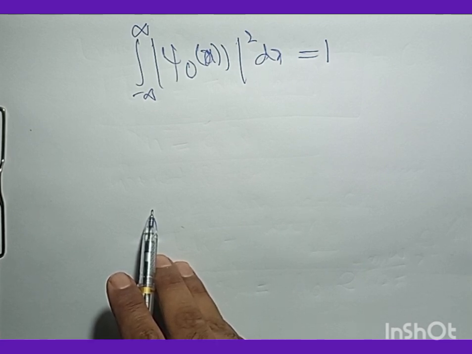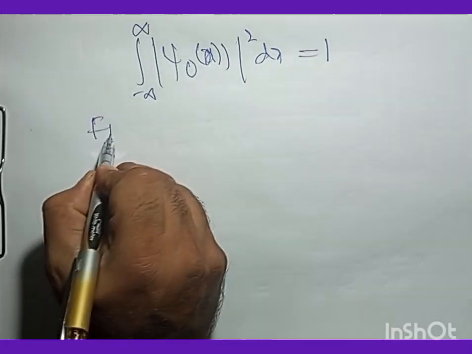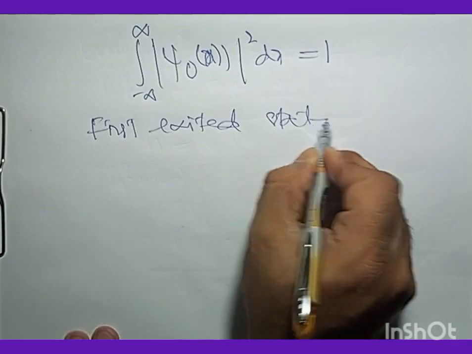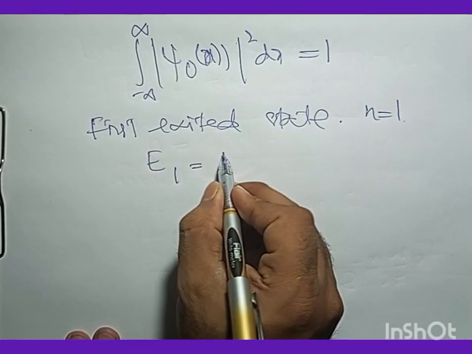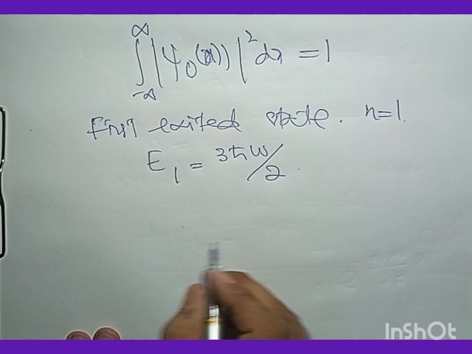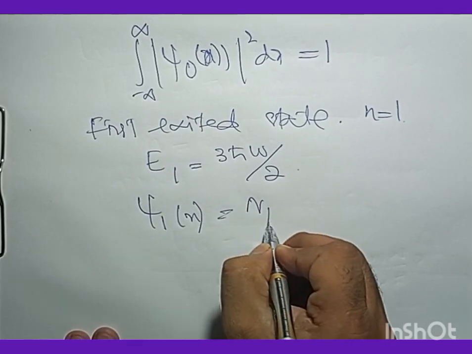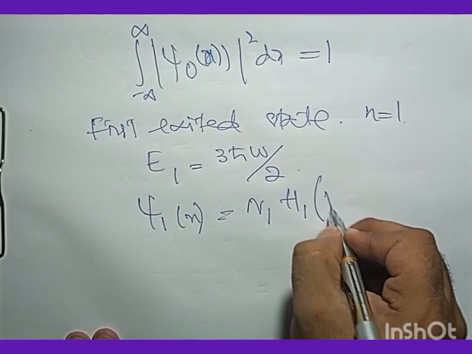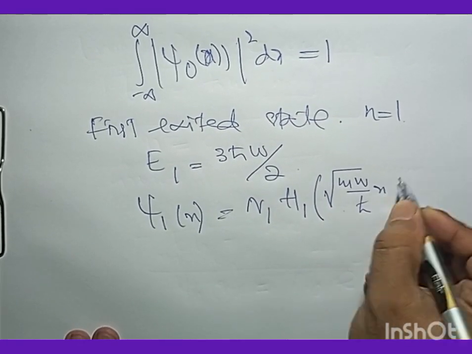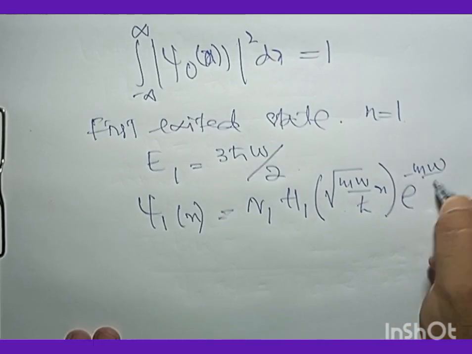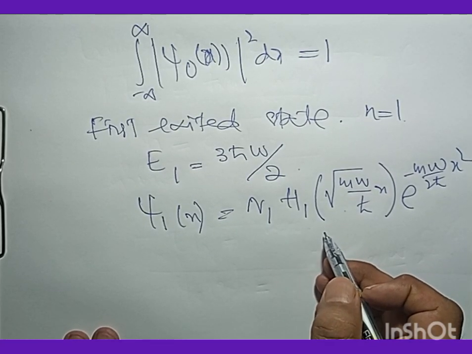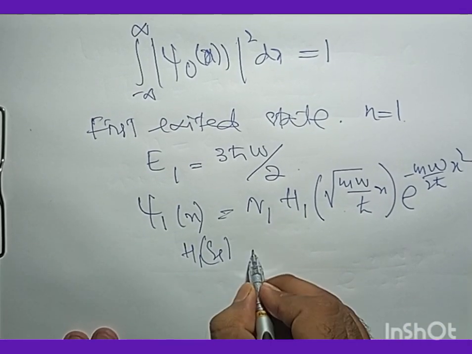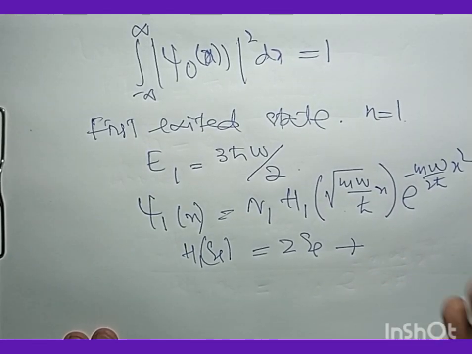Then we can move a little further to the first excited state. For the first excited state, n is equal to 1, and we can calculate E1, which will be 3 h cross omega by 2. And we can calculate the wave function psi 1 of x, that will be N1, then H1 times under root of m omega by h cross x, e to the power of minus m omega by 2 h cross x squared. And what is this H1? This H1 of zeta is nothing but twice zeta, the first Hermite polynomial.